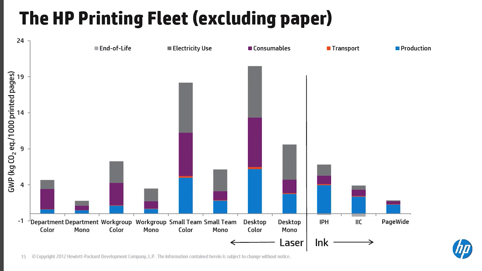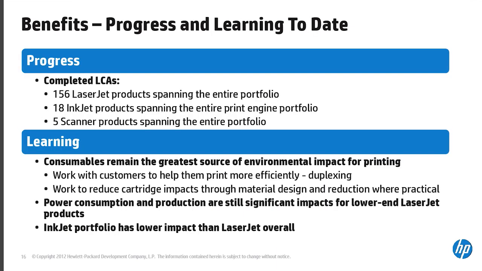One thing I should point out, this graph excludes paper, because 1,000 sheets of paper has the same impact whether it goes through an inkjet printer or a laserjet printer. So we pulled it out here so you could see just how the various impacts of the printer itself affect the carbon footprint. So basically, what are our benefits and learnings to date?